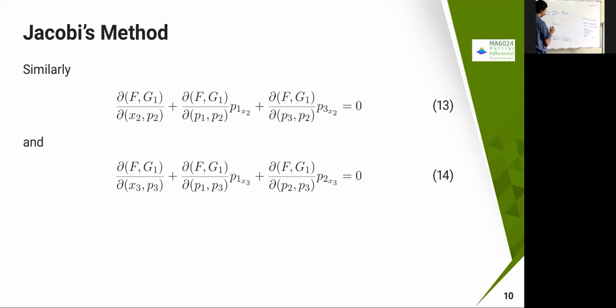What is the relation between dou of f, g by dou of x, y, and dou of f, g by dou of y, x? What will be the relation? What is the relation between these two? There should be something filled over here. Anyone? Are you there? Yes, sir. Negative. So this is going to be negative of this one.